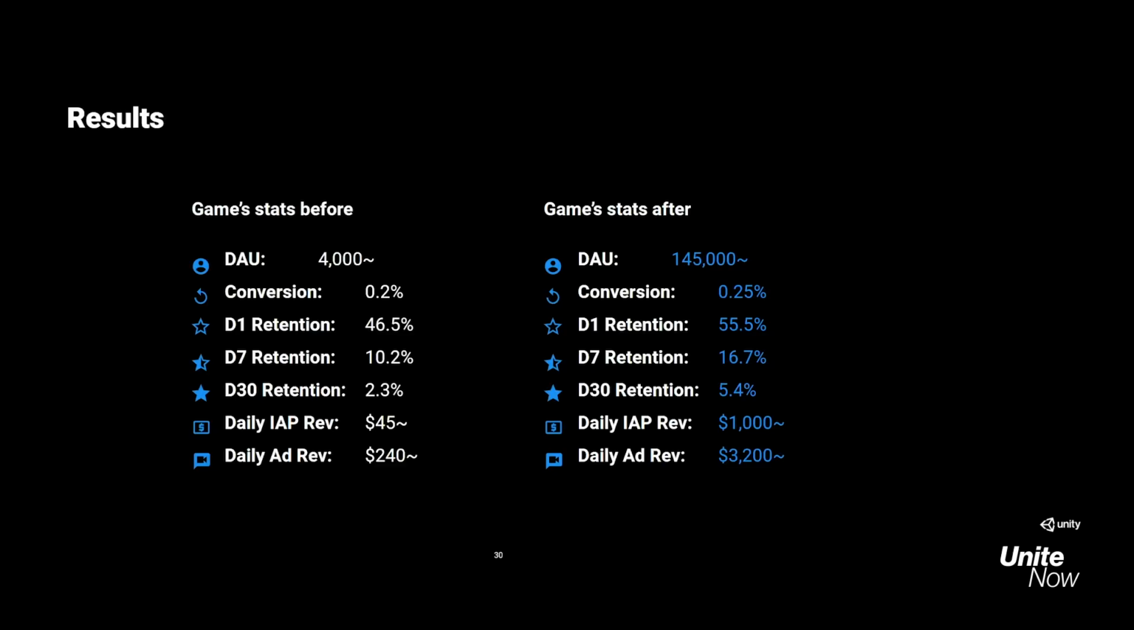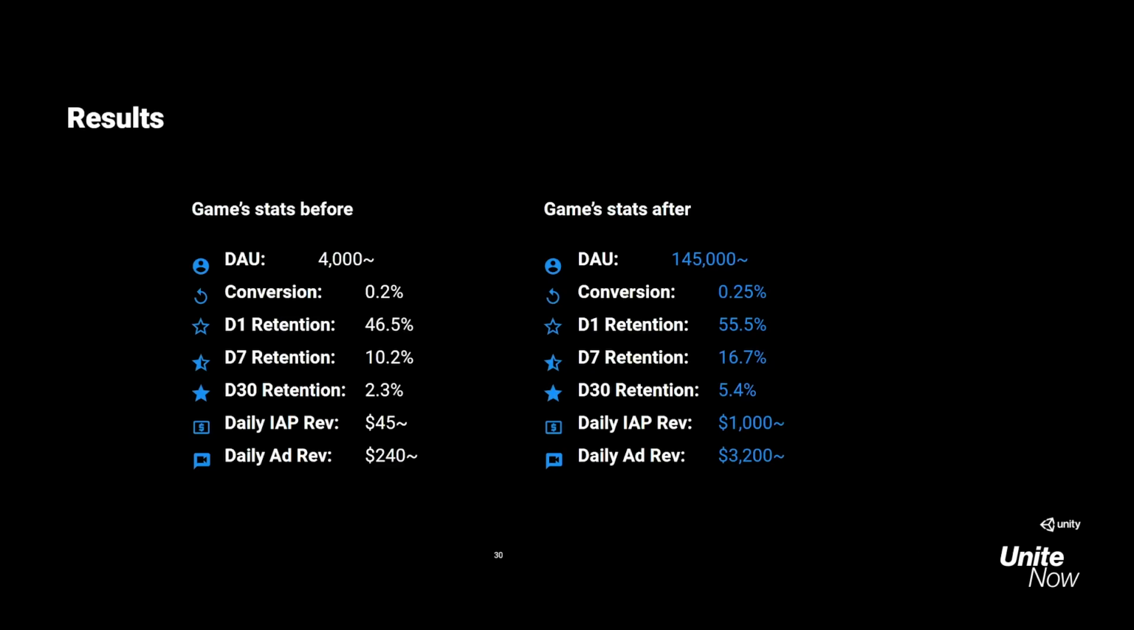So their conversion went from 0.2% to 0.25%. This isn't a huge increase, but a lot of the revenue from this game is from ads. Their day one retention went up from 46.5%, which is already pretty healthy, to 55.5%, which is amazing. That means over half of their first day users continue to play the game. Their day 7 retention went from 10.2% to 16.7%. These are also really strong numbers. That's an increase of almost 50% from before.